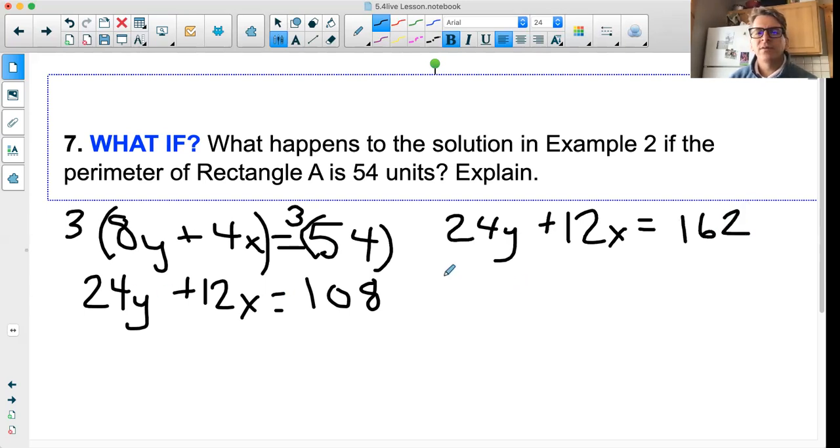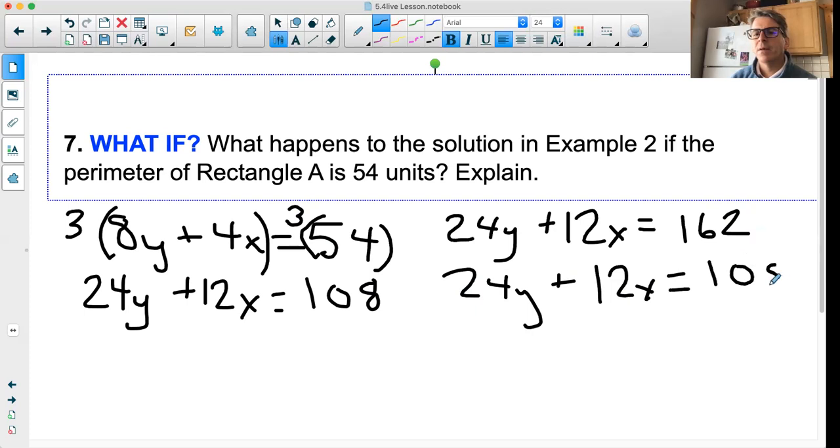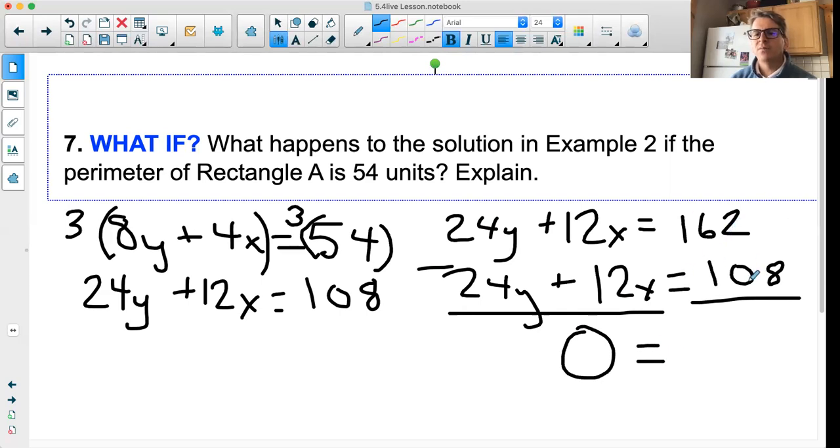The second equation, I'm going to leave the same. 24y plus 12x is equal to 108. If I subtract, the 24y's give me 0y's, and 12 minus 12 gives me 0. So on the left side I have 0. And 162 minus 108 is 54. 0 equals 54. So as you can see, we have no solution.